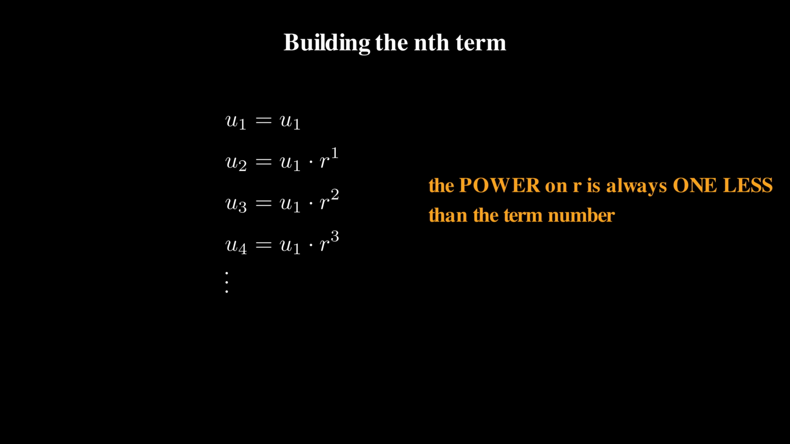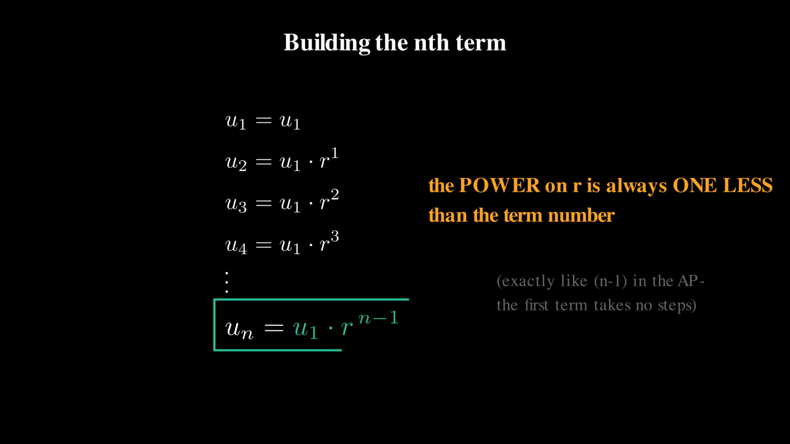To reach term number n, you multiply by r that many times, minus 1, because the first term took no multiplications at all. So the nth term is u1 times r to the n minus 1. That power of n minus 1, not n, is the number one slip in this whole topic. Keep it in mind.